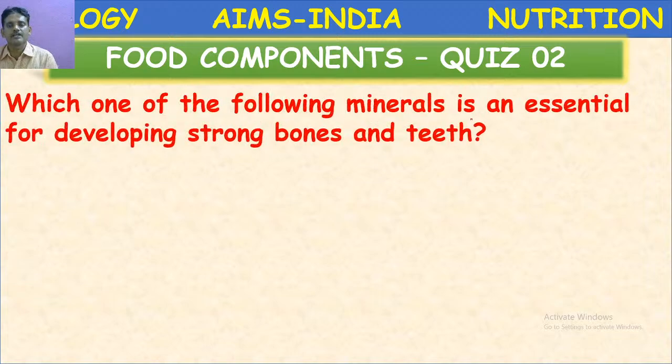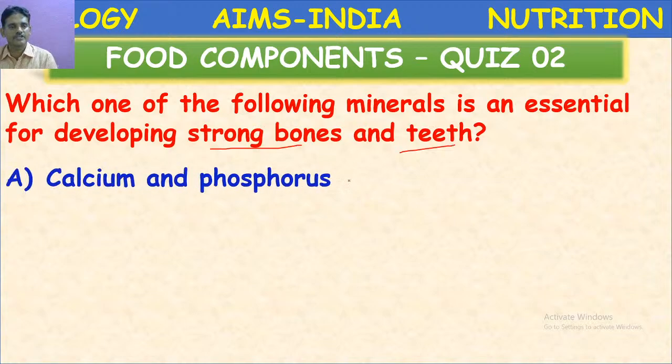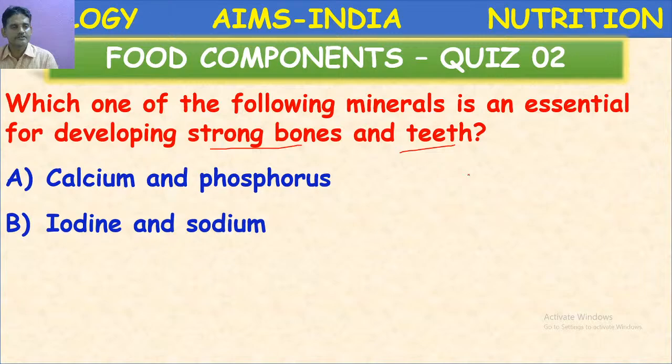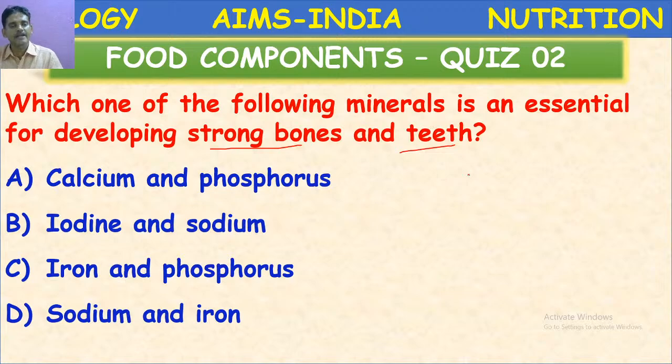Which of the following minerals is essential for developing strong bones and teeth? Calcium and phosphorus, iodine and sodium, iron and phosphorus, sodium and iron. Come on, children, answer the question. The minerals which are essential for strong bones and teeth development. Yes, A is the correct option. Calcium and phosphorus are required for the formation of strong bones and teeth.